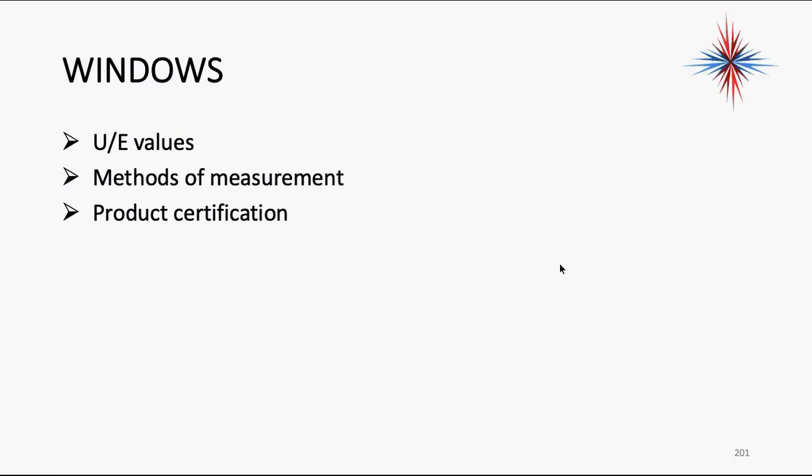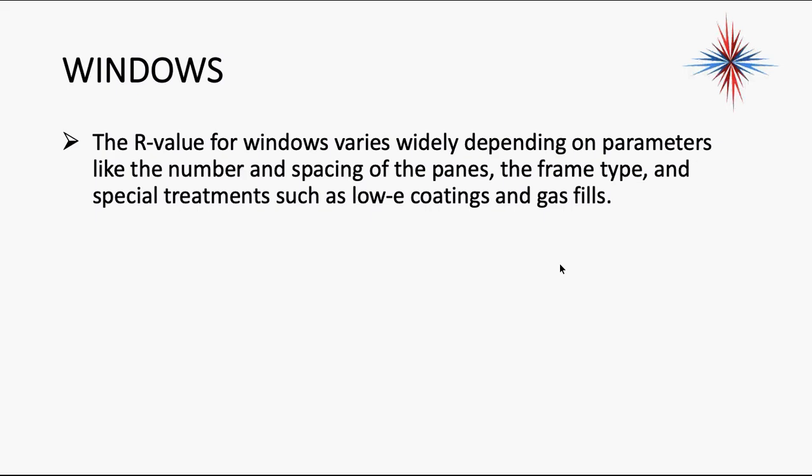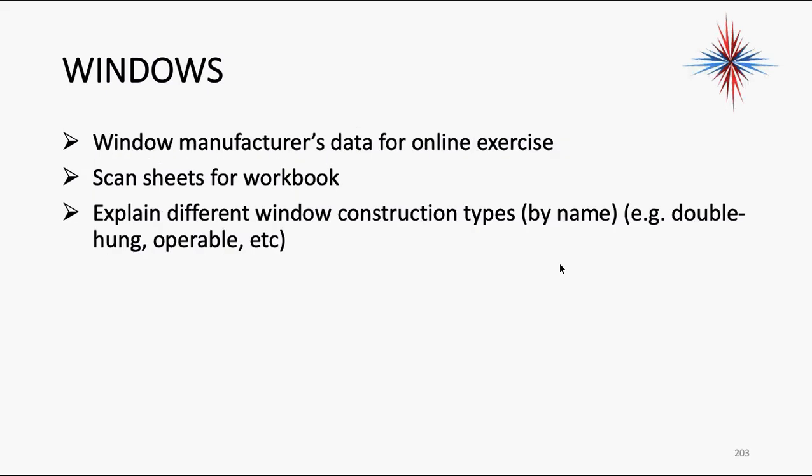So when we're talking about windows, we have to talk about the U measurements. We have to talk about methods of measurement and product certification. The R value for windows varies depending on parameters like the number and spacing of panes. I showed you this yesterday. The frame type and the special treatments such as low E coatings and gas fills. You can always find this information online. Google is a great tool. Window manufacturers have data you can use. And we're not going to worry about workbooks. I'm not having you do that because we're doing it as a part of your products.